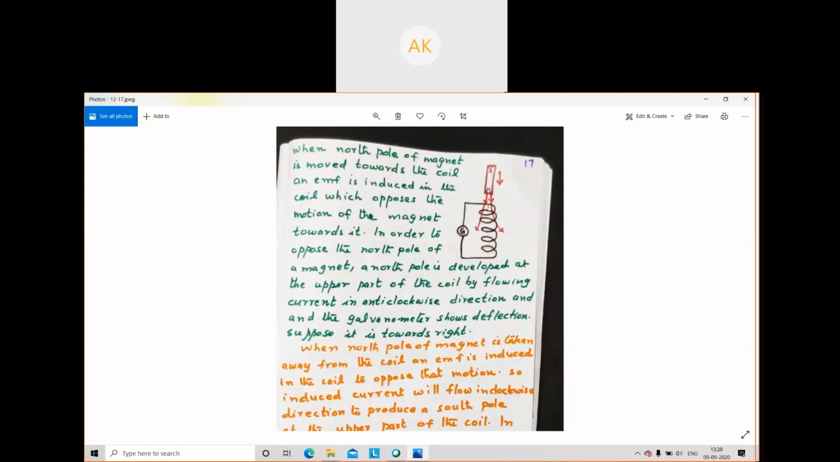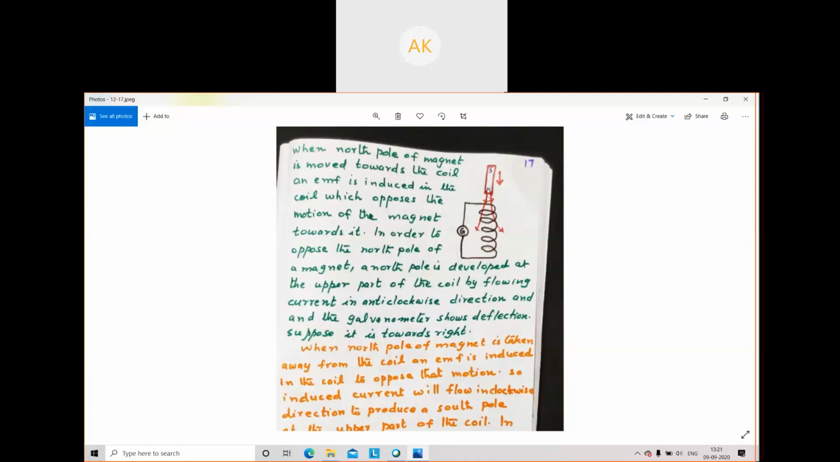So here, when the north pole is moved towards the coil, to oppose that motion, a current is induced in such a way that a north pole is developed. A north pole can only repel another north pole. So the pole developed here, when current is flowing through this solenoid, one end becomes the south pole and the other end becomes the north pole, depending upon the direction of current flow. If the current is flowing in the anti-clockwise direction, that part appears as the north pole. If the current is flowing in the clockwise direction, that part appears as the south pole.